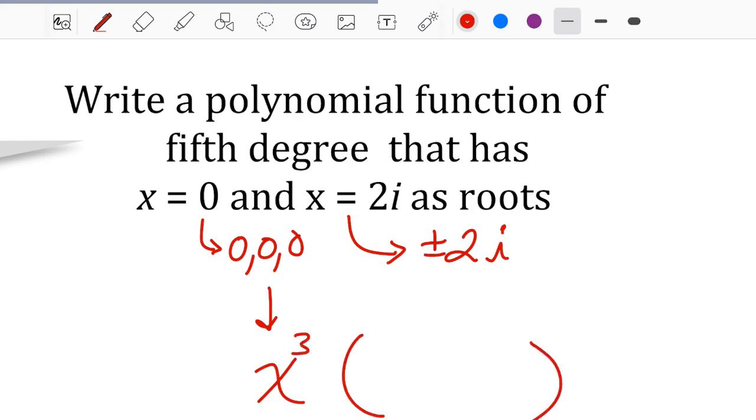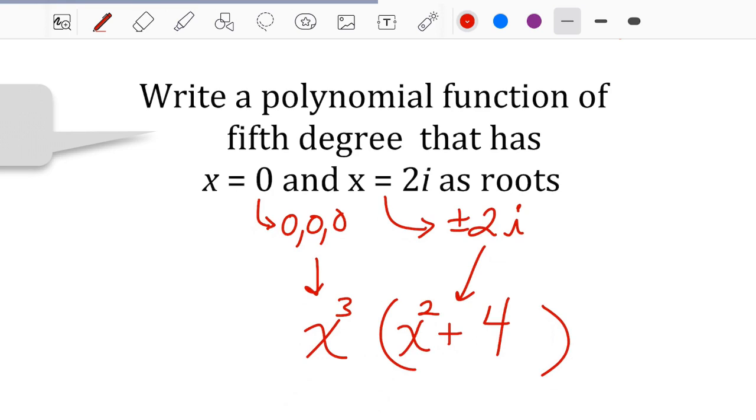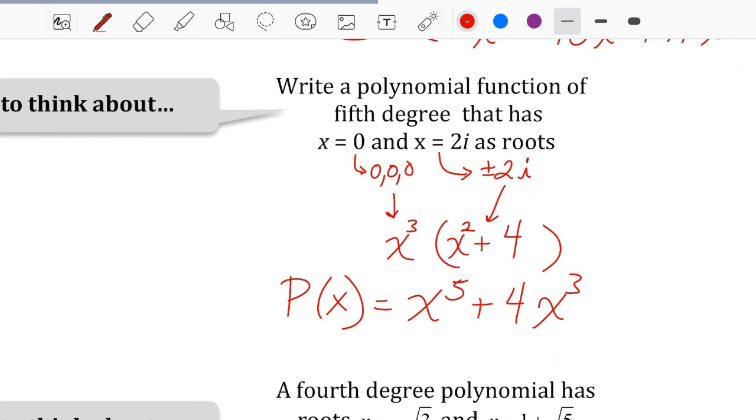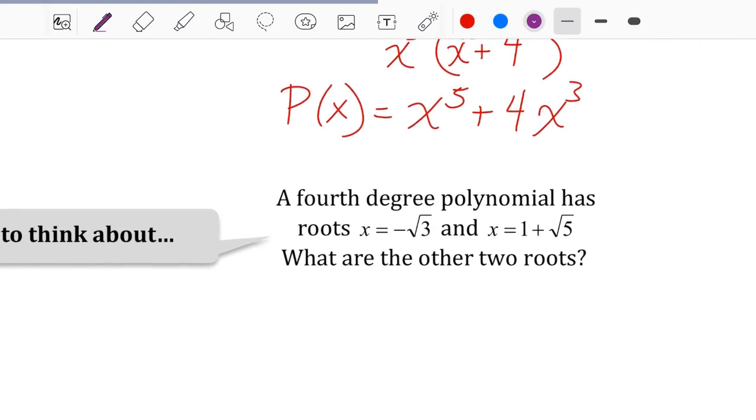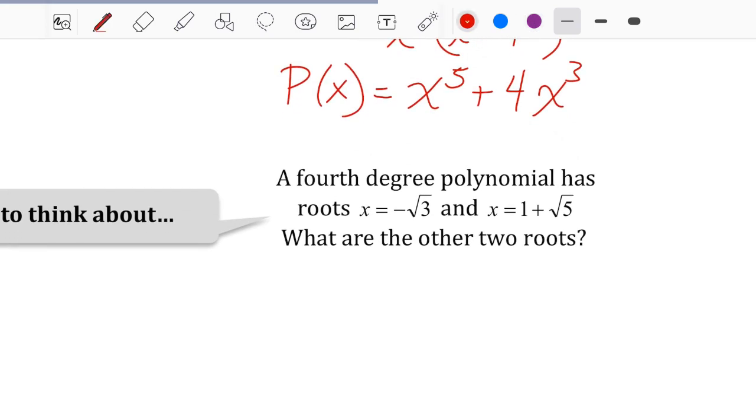So all those zeros are going to give me an x cubed, and then my plus or minus 2i, remember, those always come from an x squared plus something, where the 2i had to come from a 4. So I end up with, when multiplying these together, x to the 5th and 4x cubed. 5th degree. It's got it to the 5th degree. What do we got here? A 4th degree.